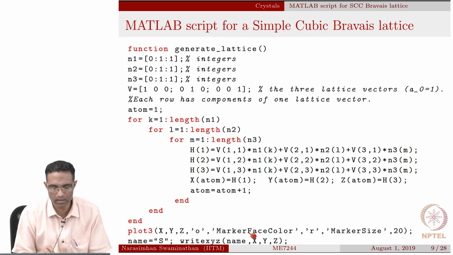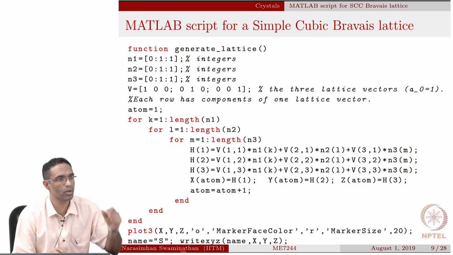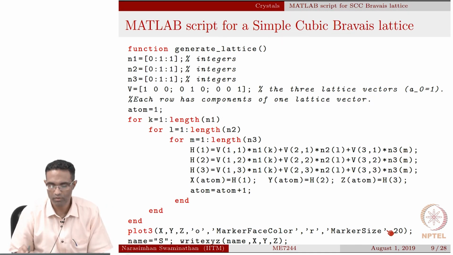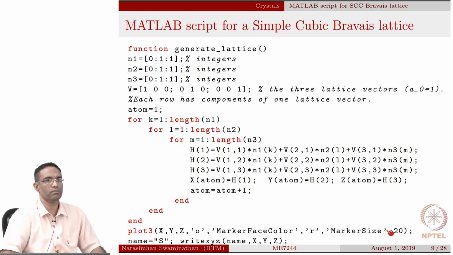Consequently, we want to print the complete unit cell that we have generated. So, the last command, plot3 x, y, z, which will be a column vector of x's, a column vector of y's and z's, will be used to actually print out the lattice, the simple cubic lattice.